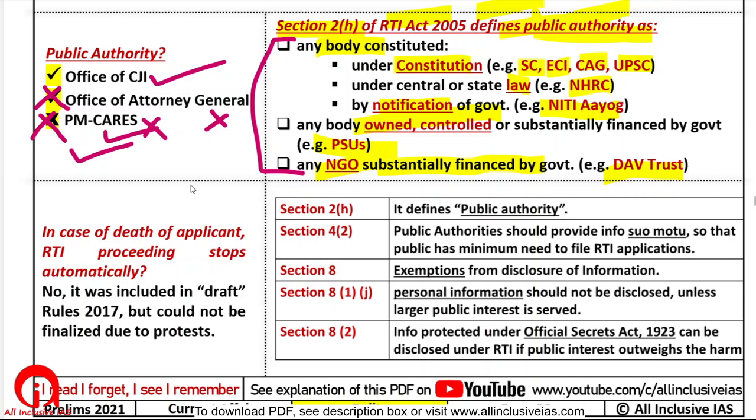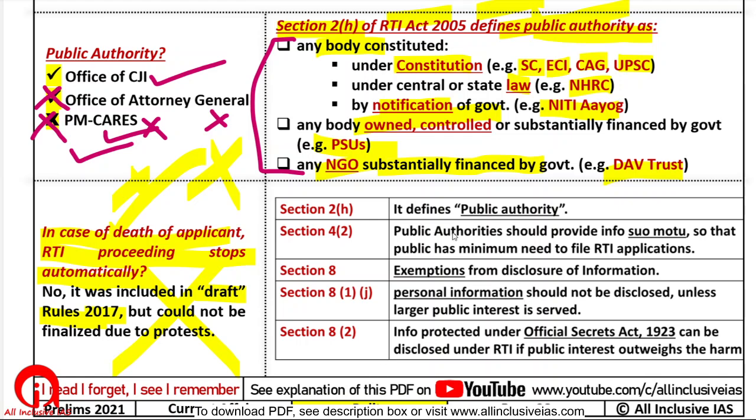One more thing, UPSC can frame a sentence about what happens if a person has filed an RTI and for some reason, while the application is still pending, the person dies. Then what happens? Does the RTI application stop automatically? The answer is no. Actually in 2017 the government was inserting some draft rules. In that the government put this provision that if you file an RTI and you die for any reason, the application will automatically end. But then there were protests and this was not included.